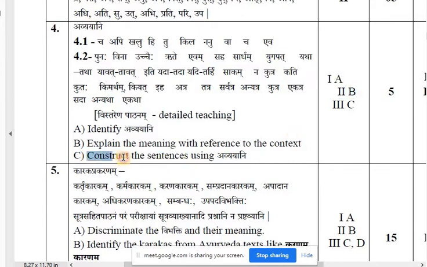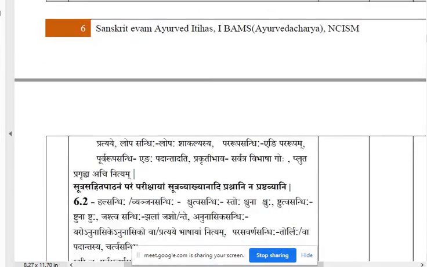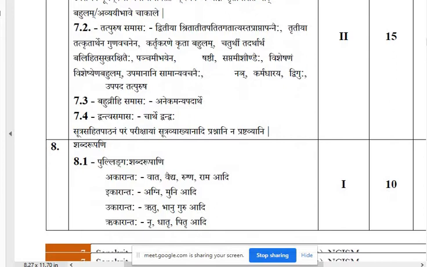And then in C part, construct a sentence using the avyayani. You have to prepare some sentences. That is in term 3, C part. Okay, so that we discussed. Now today, what are we going to understand, students? So pay attention. In paper number 1, topic number 8, here you read.